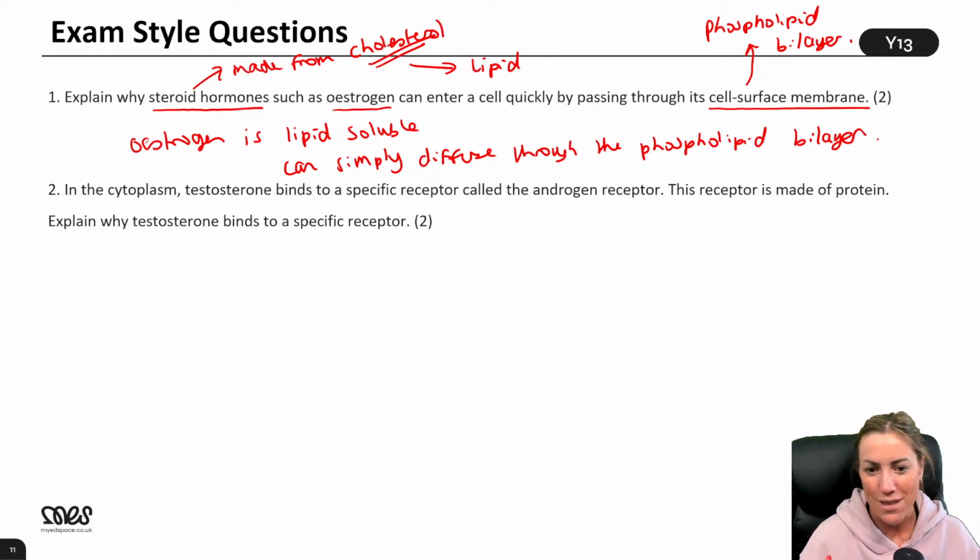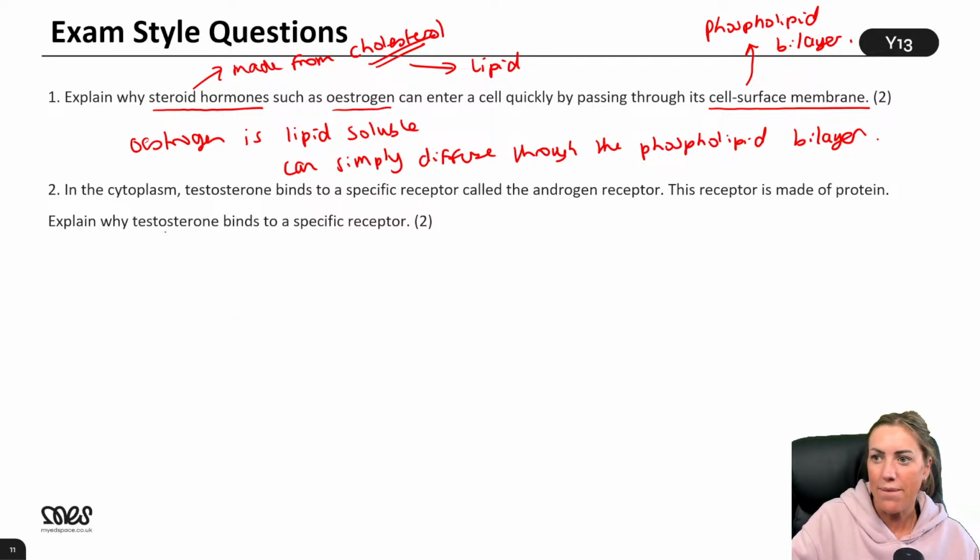Aren't hormones proteins? Not all of them, no. You'll learn about that in year 13, okay? A lot of hormones are proteins, but some, like estrogen and testosterone, are what we call steroid hormones, okay? They are made from cholesterol and they are lipid soluble, so they can just simply diffuse into the cells, and their receptors are inside the cytoplasm, not on the membrane. But you will do more about that, don't worry.